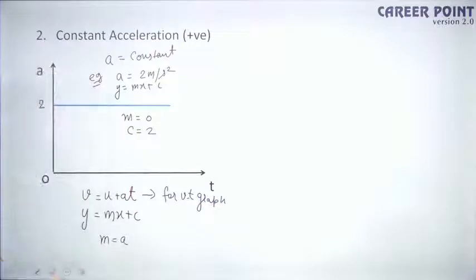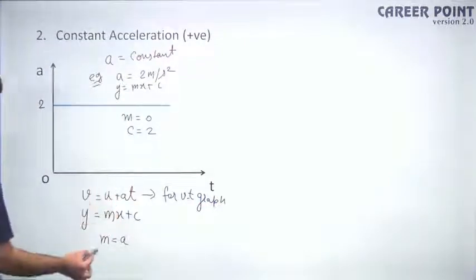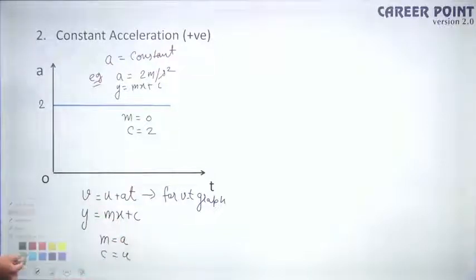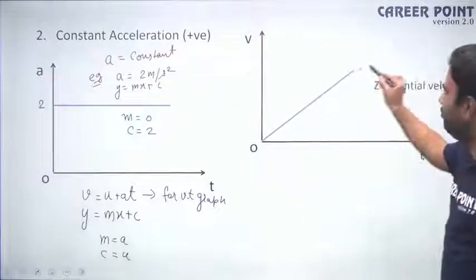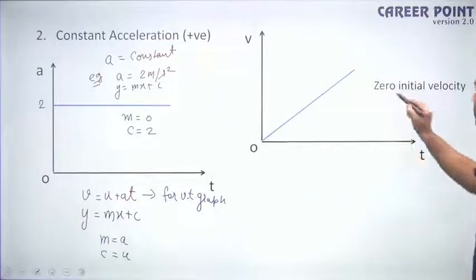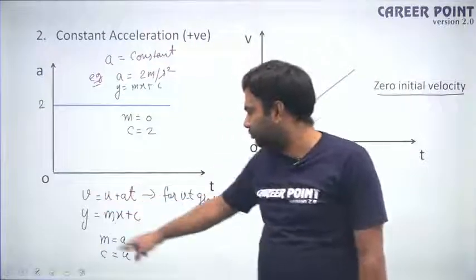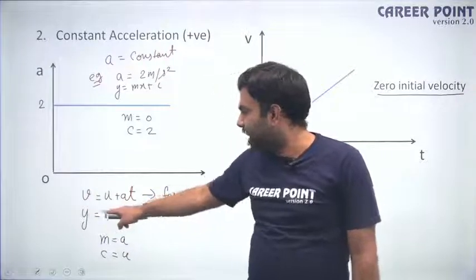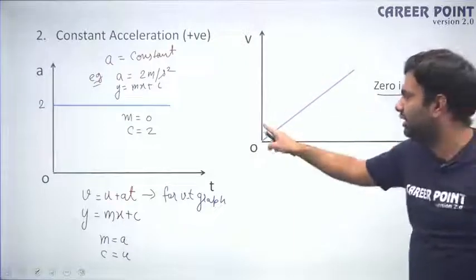If you want the velocity time graph, see, slope will be equal to a and c will be equal to u. So if we want to draw the velocity time graph, it will be like this. The velocity time graph will pass through the origin if zero initial velocity is there. See, if u becomes 0, the equation will become y equals mx. So it will pass through the origin if the initial velocity is 0.